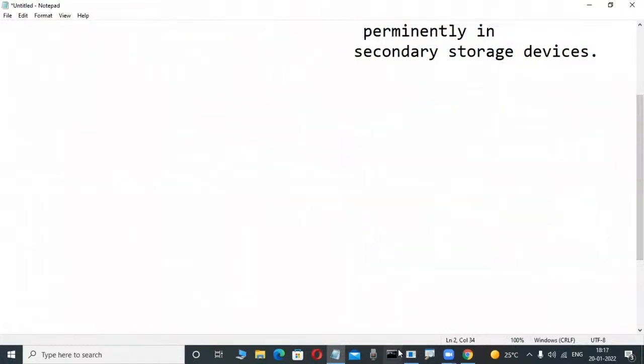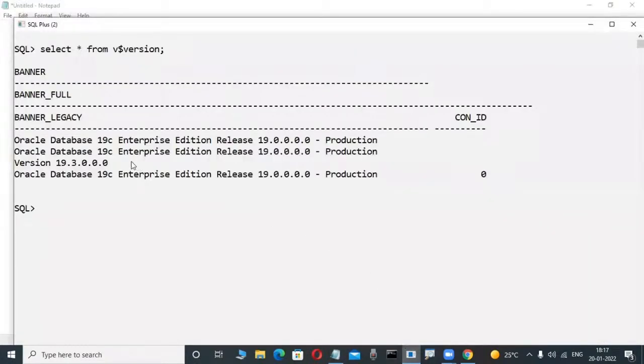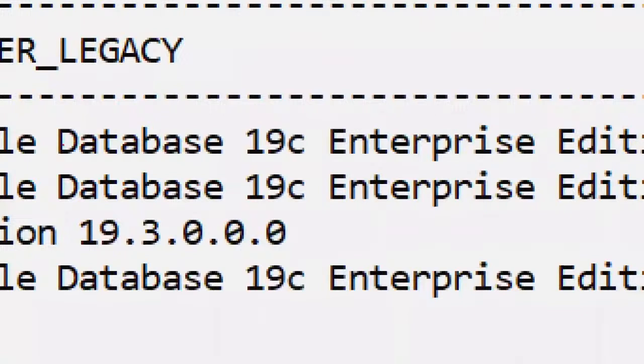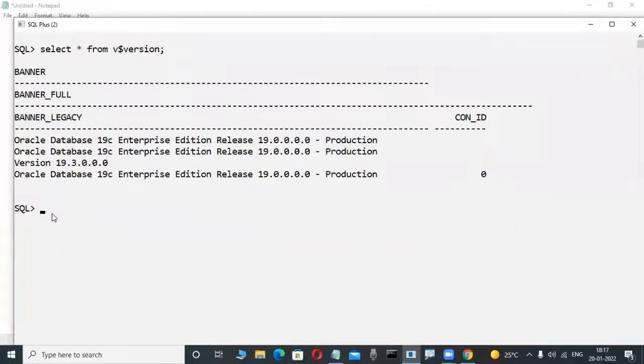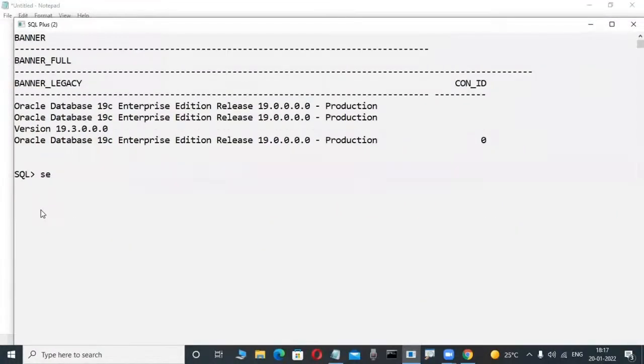Now check it out, concentrate here. For example, don't worry, suppose this is an Oracle database. In my system, so many classes we are teaching, that's why so many tables are there. Check it out, observe it here, in my Oracle database, observe it here.